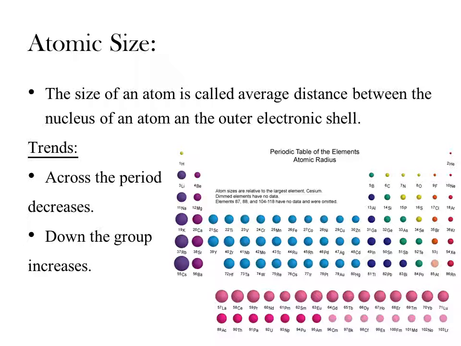More electrons are added in the same valence shell with no addition of any extra valence shell, and the force of attraction between the nucleus and the valence shell increases. Therefore, atomic size decreases when we are moving across the period. Refer to the pictorial representation of atomic size trends on your screen for your better understanding.